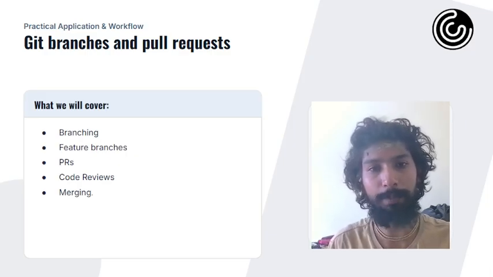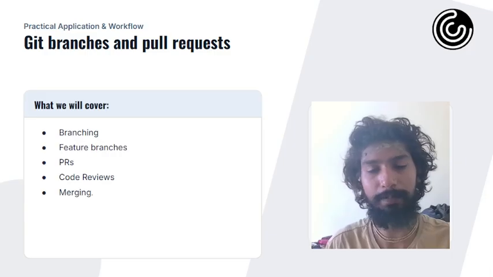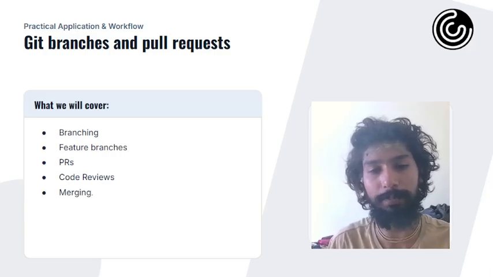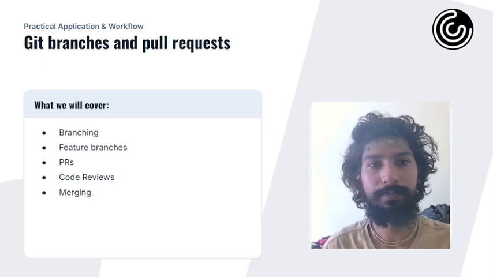Once the feature is ready, we open a pull request. A pull request means I have made this change. Please review it before merging it into the main. Main or any branch that you want to merge on.